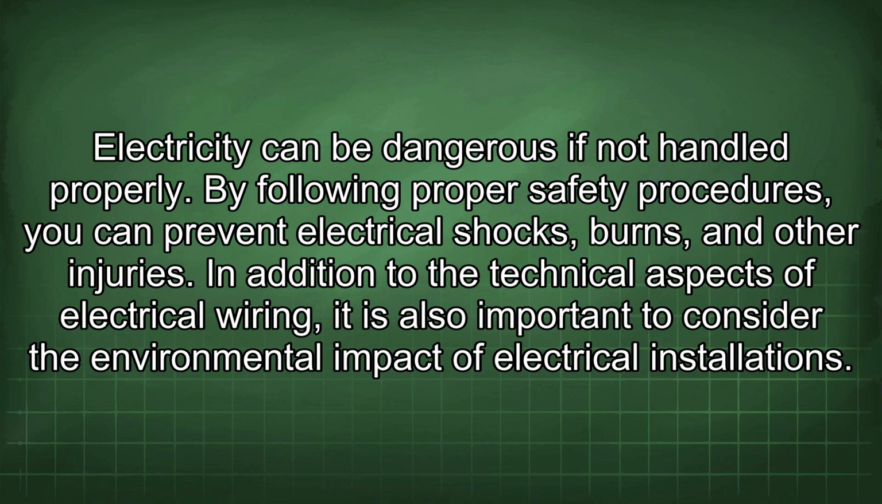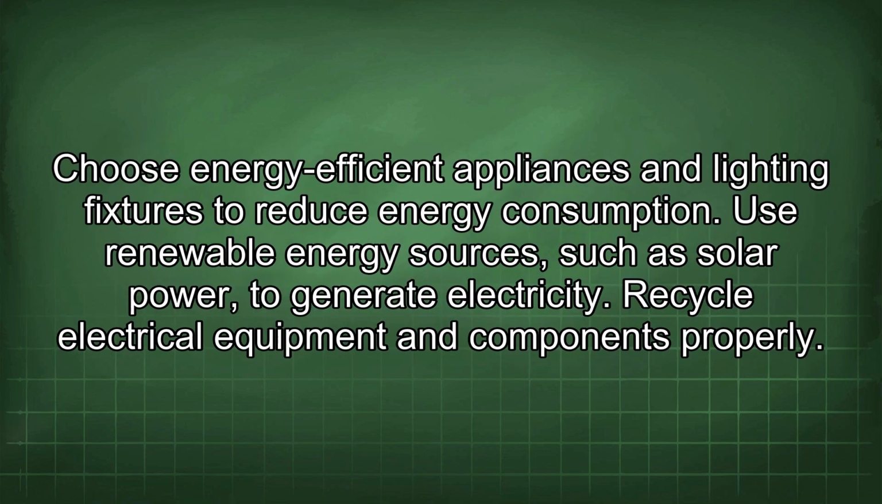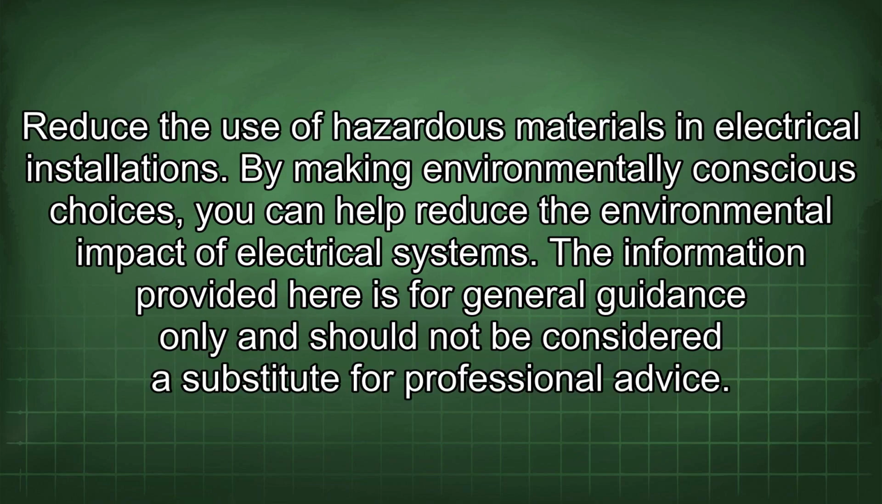In addition to the technical aspects of electrical wiring, it is also important to consider the environmental impact of electrical installations. Choose energy-efficient appliances and lighting fixtures to reduce energy consumption. Use renewable energy sources, such as solar power, to generate electricity. Recycle electrical equipment and components properly. Reduce the use of hazardous materials in electrical installations. By making environmentally conscious choices, you can help reduce the environmental impact of electrical systems.